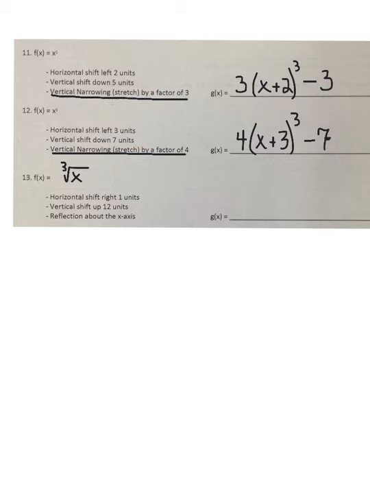Number 13, we've got a cube root now. Now we have a reflection about the x-axis. So that means let's negate our equation. And let's see, we've got a cube root here, right? So let's put that in there. Horizontal shift goes inside. It says to the right 1 unit, so I'm actually going to write minus 1. Vertical shift goes outside. And there we go.